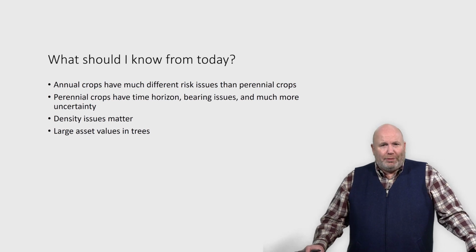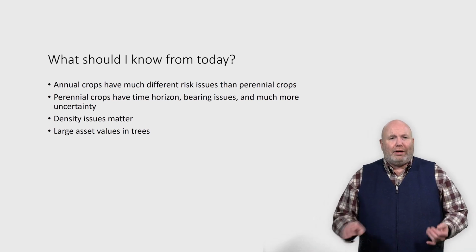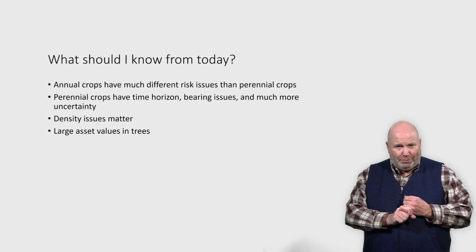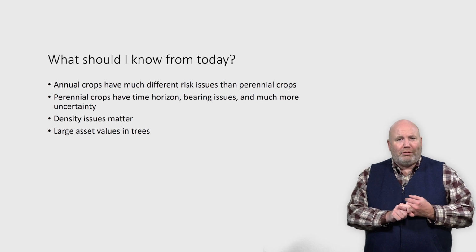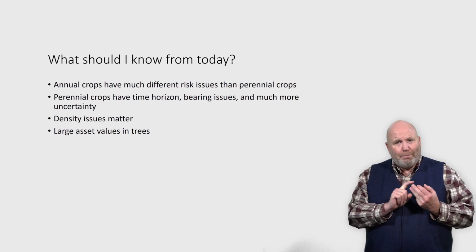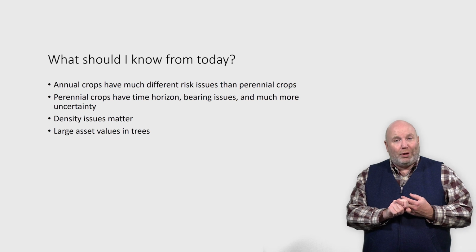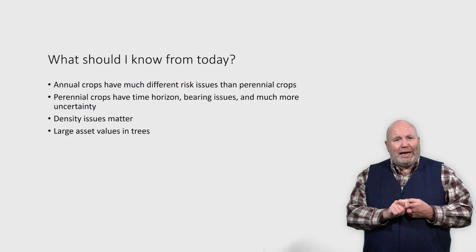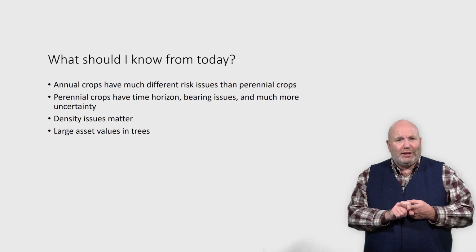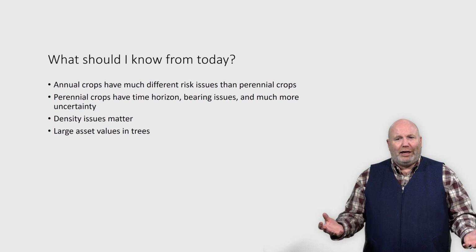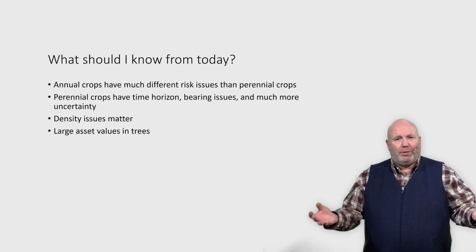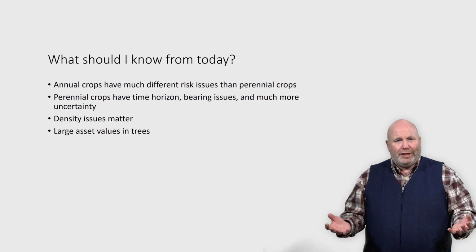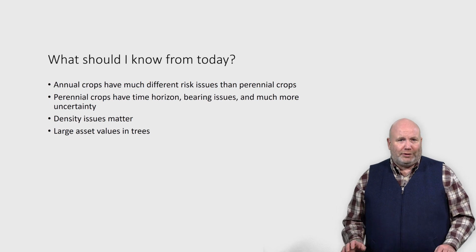So what should I know from today? Annual crops have much different risk issues than perennial crops. Perennial crops have time horizon issues, bearing issues, and much more uncertainty. Density issues matter, and there are large asset values in trees. When you have hurricanes coming across the United States, you can literally lose all of the retirement income that you had proposed by putting your land into trees, and there really is no insurance for something like that.